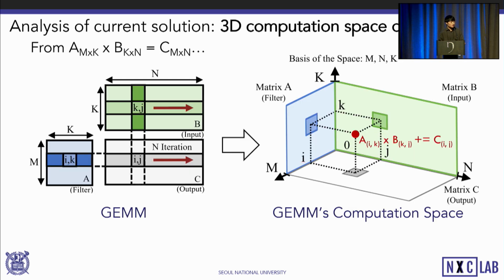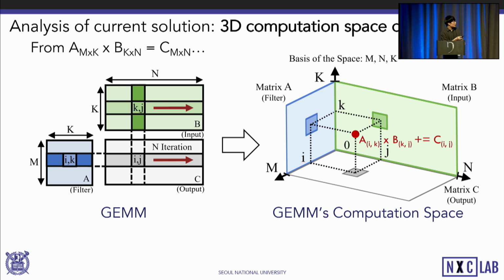To do this, we first analyze the computation of convolution and GEMM. We provide the concept of computation space, which is a space where each point is a separate operation that is required for the complete computation of the given computation.